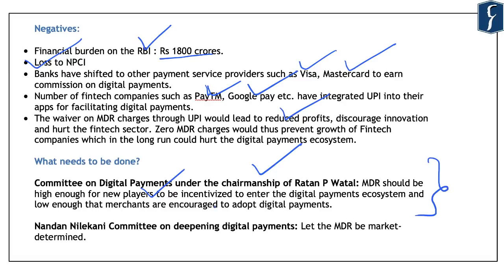So basically, the merchants should be prompted to adopt the digital payment systems, and at the same time, the merchant discount rates should not be waived off so that the innovations by the fintech companies are not discouraged. So these are few aspects of the merchant discount rate and the impact of the government's decision regarding waiving off of the MDR from the RuPay and the Bheem UPI. With this, let's take up the next news article now.